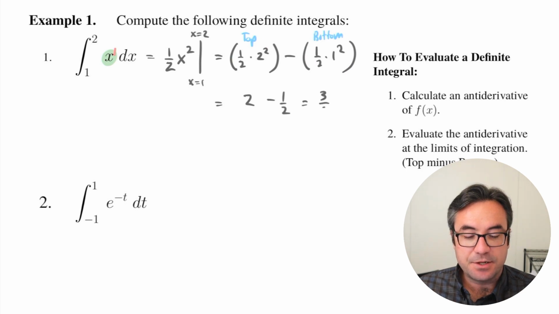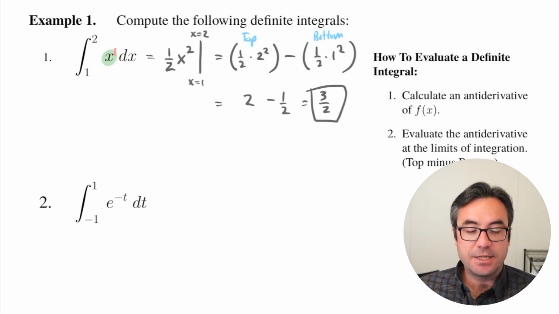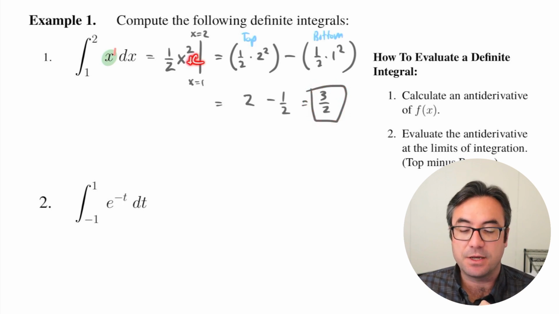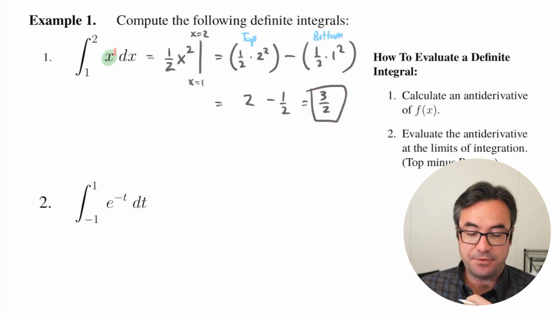And that simplifies to 3/2. And you could see our answer here is a number. And we didn't have to use that plus c for our antiderivative. All right, so that's really the idea.